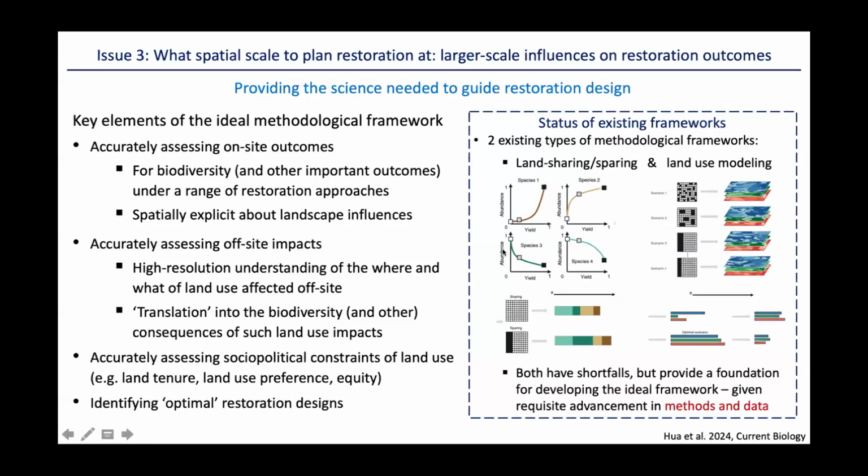But based on our requirements for the requisite framework, both existing frameworks have notable shortfalls. But like I mentioned earlier, they provide a foundation upon which we can develop a more comprehensive framework. This requires more readily available methods, for example offsite impact tracking, as well as data, for example on-site outcome measurement. Only with these requisite methods and data would we be able to truly advance the existing frameworks to arrive at a framework that can tell us how to best design forest restoration or other restoration at a large enough spatial scale to reach the optimal biodiversity and ecosystem service outcome.